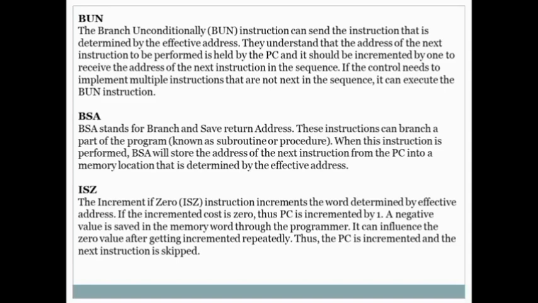This instruction can branch to a part of the program known as a subroutine or procedure. When this instruction is performed, BSA will store the address of the next instruction from the PC into a memory location that is determined by the effective address. And last, the ISZ, the increment if 0 instruction, increments the word determined by the effective address. If the incremented value is 0, then PC is incremented by 1. A negative value is saved in the memory word by the programmer. It can reach the 0 value after getting incremented repeatedly. Thus, the PC is incremented and the next instruction is skipped.